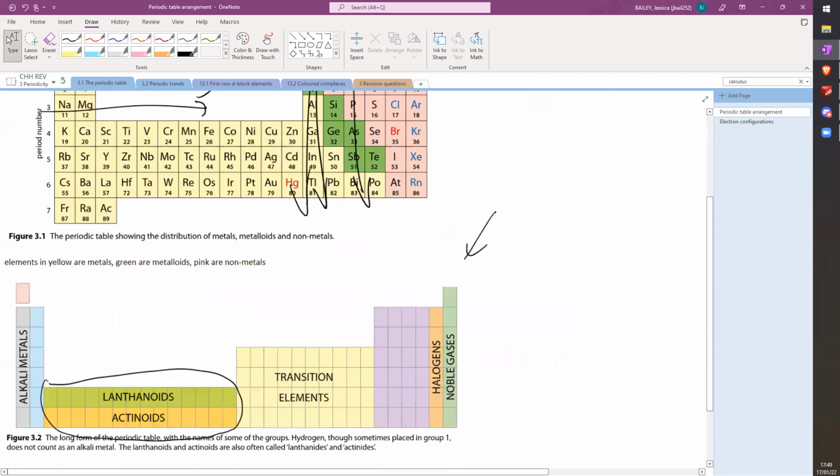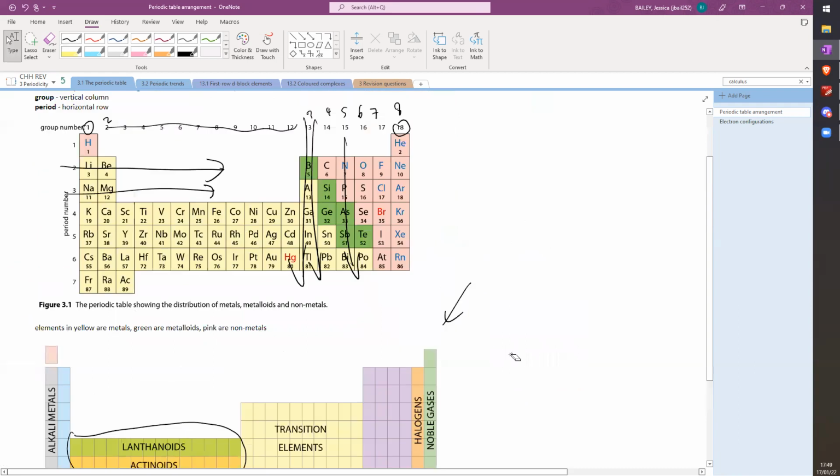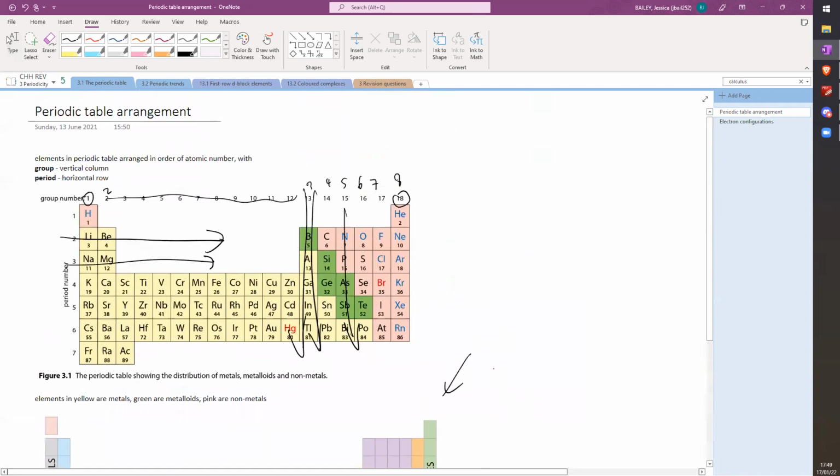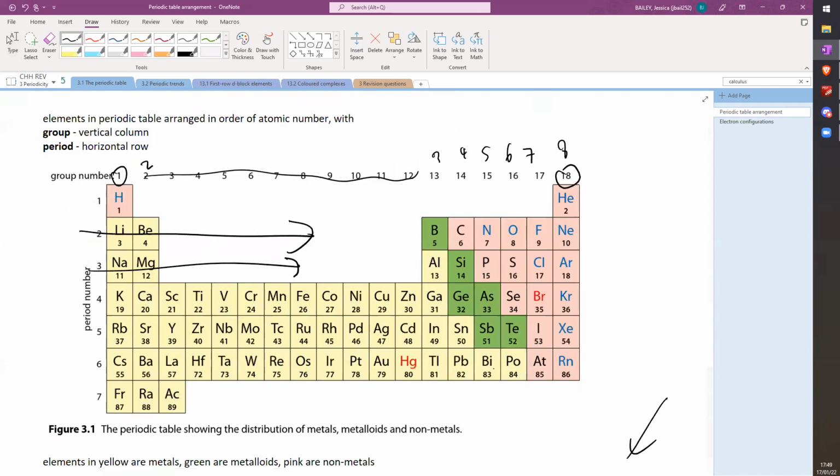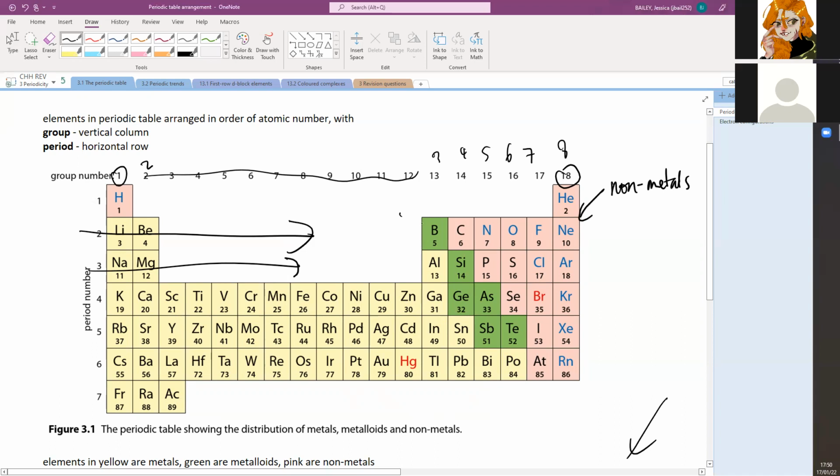And so this diagram here, if I get rid of all these lines, basically tells you the properties of all of the elements that we have. So all of the red ones are nonmetals, and these green ones are metalloids, and the yellow ones are metals. So there's quite a lot more metals than non-metals from this diagram, and that's just because of the definition of what a metal and what a non-metal is.